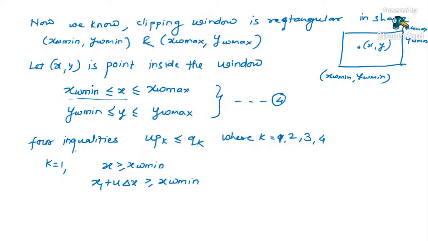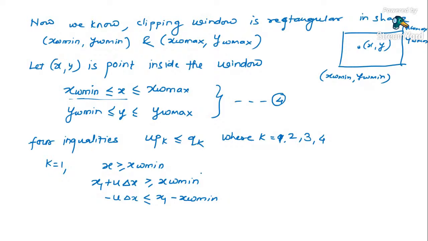Now you have to arrange that inequality in terms of u p of k. This is u p of k must be less than or equal to q of k, meaning this quantity must be taken towards this side and this quantity must be here. Then only this will become u delta x less than or equal to. So this is nothing but taken toward that side, so it will be minus of this one. Then x1 will come, minus xw minimum.